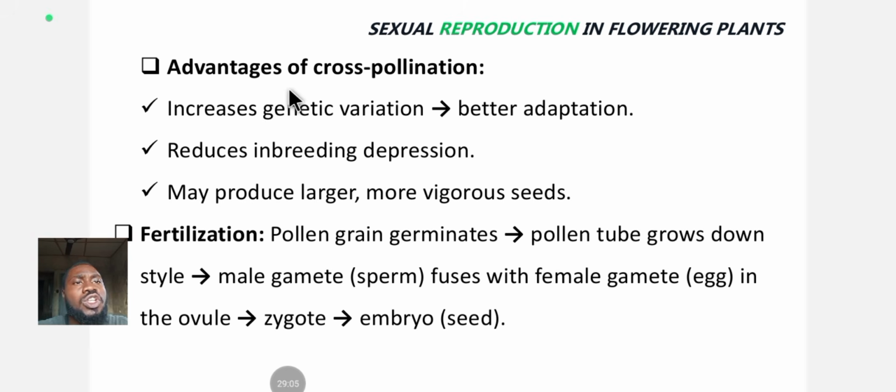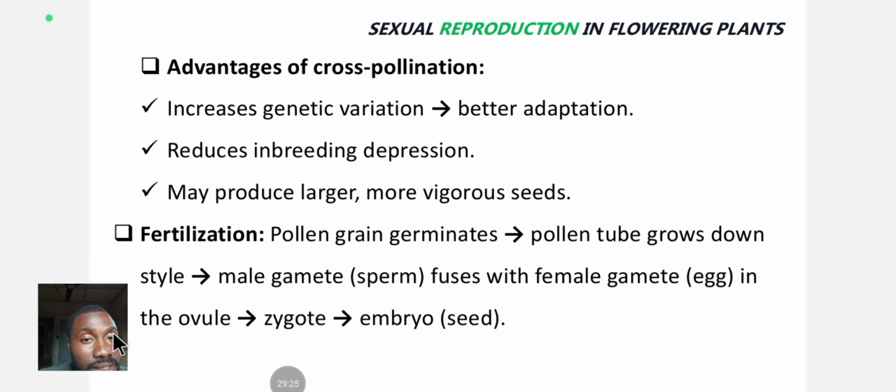Let's look at the advantages of cross-pollination. What are the advantages of cross-pollination? Increased genetic variation, which gives better adaptation. I hope you know the benefits of interbreeding over intrabreeding. It's like if you want to marry, you go and marry your family member. Instead, it produces stronger and healthier new organisms.